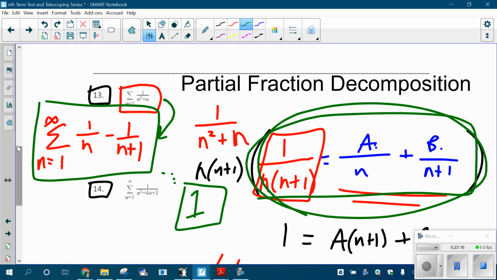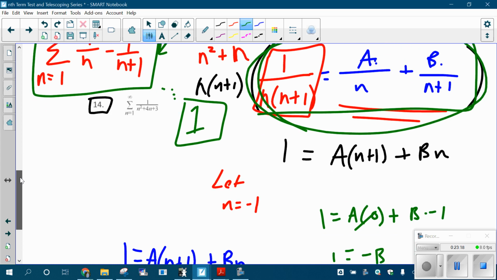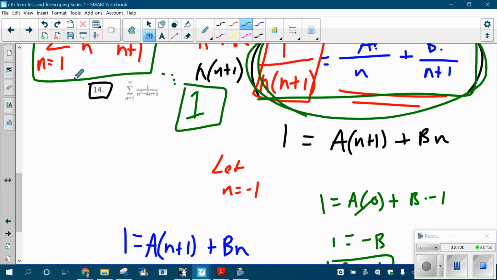Cool. Okay. I want you to pause, and I want you to try number 14 on your own. Try and go through this partial fraction decomposition process.